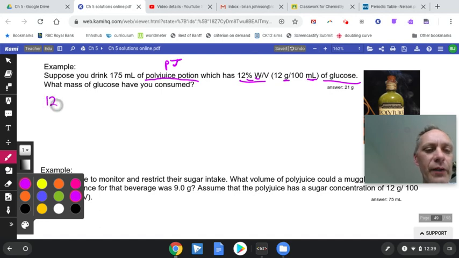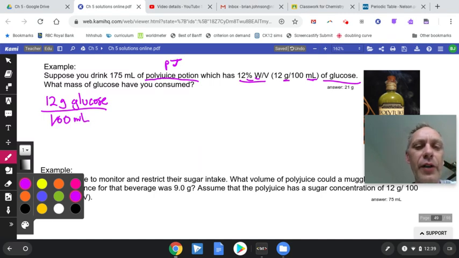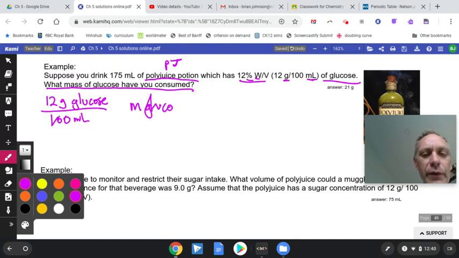I'm just going to write that down. That is 12 grams of glucose per 100 mL. 12 grams of glucose dissolved in 100 mL of Polyjuice Potion. Okay, so the question is asking us, what mass of glucose have you consumed? Mass of glucose is what we're looking for. Okay, and we actually have it right here. There's our mass of glucose.